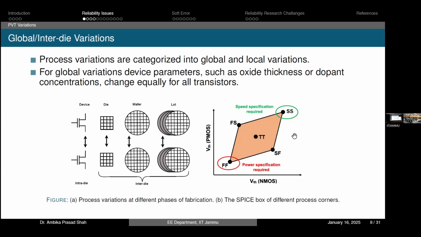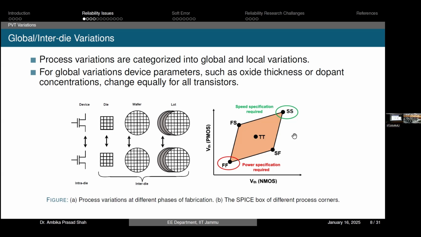What that information is: the fast process corner simply indicates that the threshold voltage of PMOS and NMOS transistors is low, less VTH. If you talk about the slow process corner, the threshold voltage of both devices is high. The typical is in between. Fast-slow means that one threshold voltage is high and one is low, and slow-fast is the opposite.